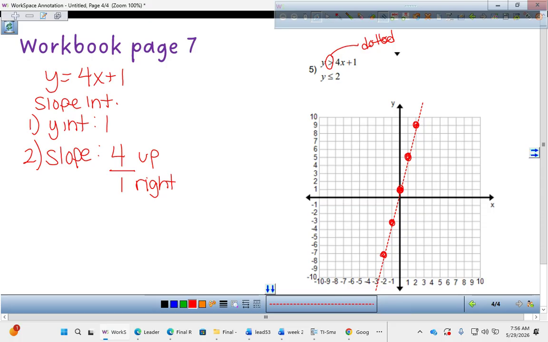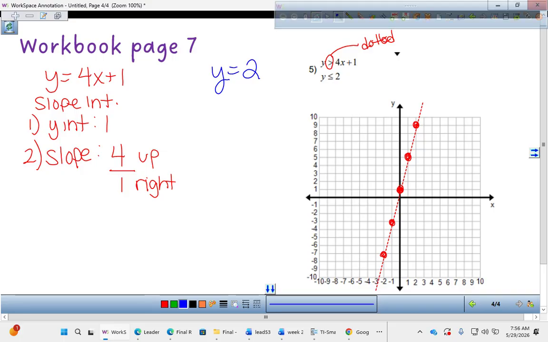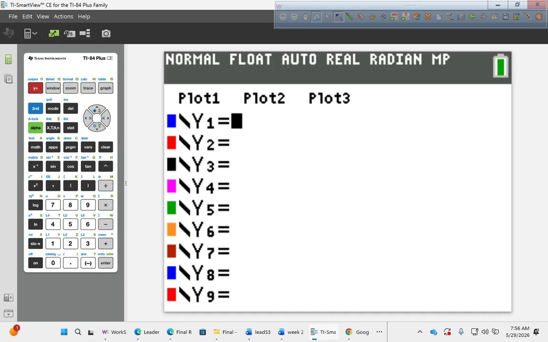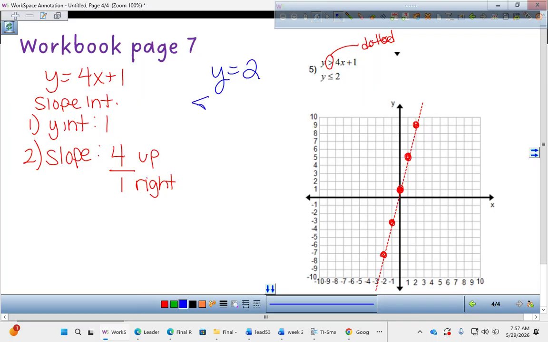All right, so the next line that I have to graph is y equals 2. This is a special line, okay? If you have a hard time remembering what y equals 2 looks like, you can stick it in your calculator. But remember there's horizontal lines and vertical lines. The y equals ones are the horizontal lines, and the vertical lines go up and down. So this is a horizontal line.